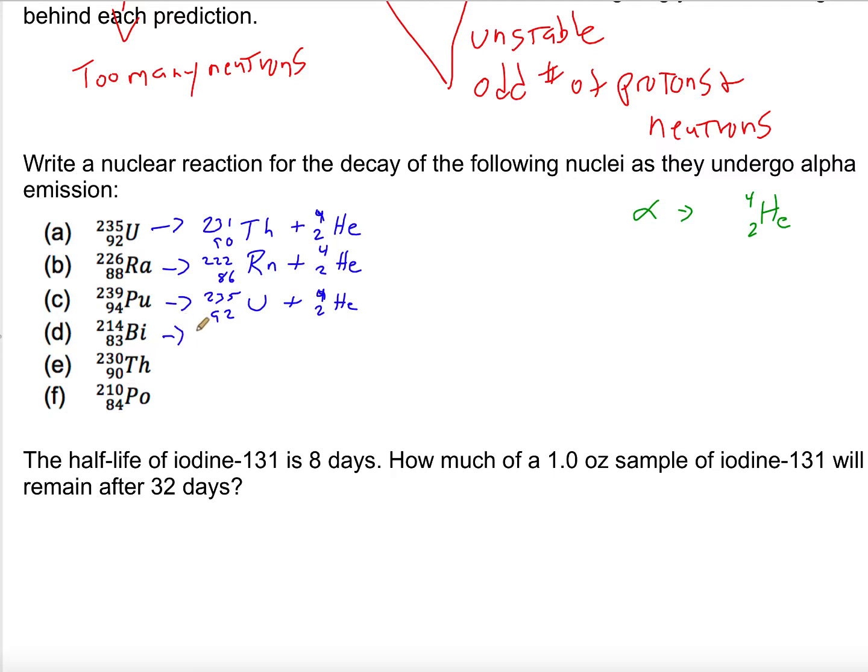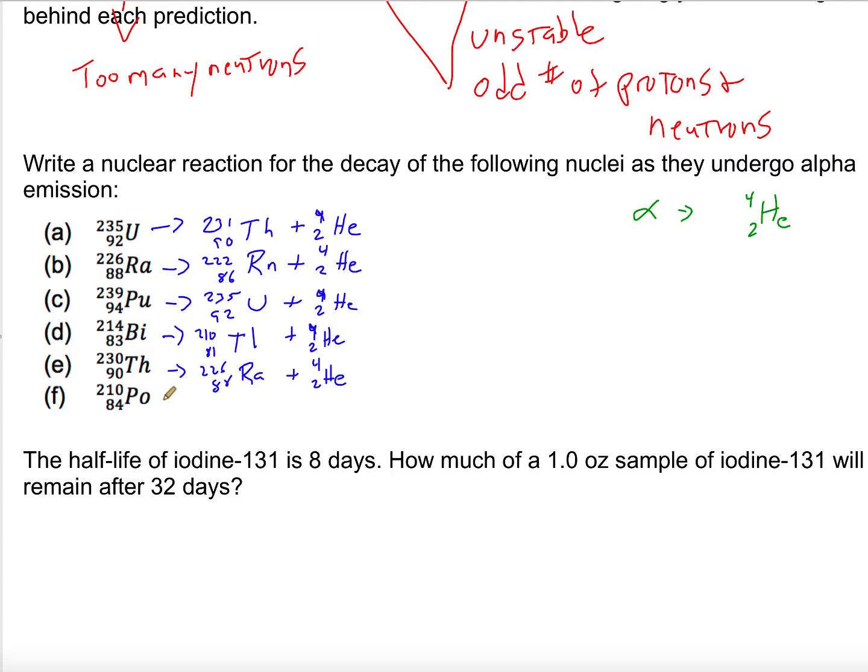Bismuth would go to 210 mass units, 81 atomic number. And what is 81? Well, 81 is thallium, Tl. So we put Tl here plus a helium nucleus. Thorium we have here is going to be 226 and 88. And 88 is radium that we looked up just before. So thorium decays into radium plus a helium nucleus.